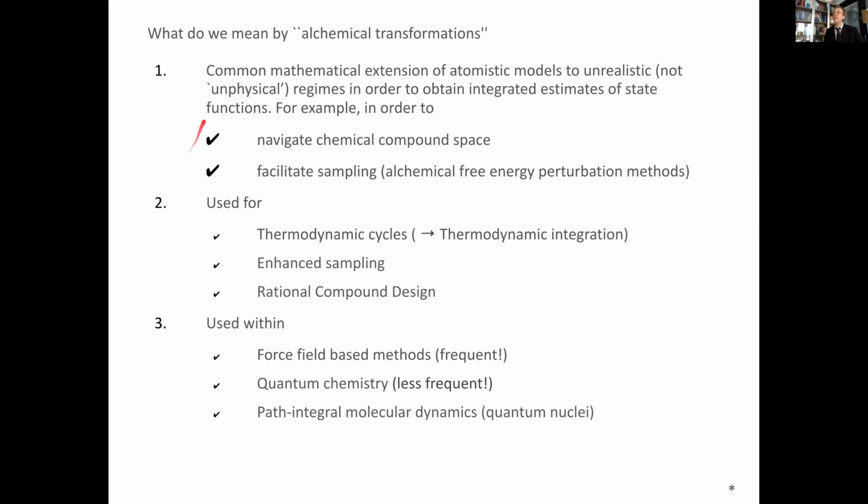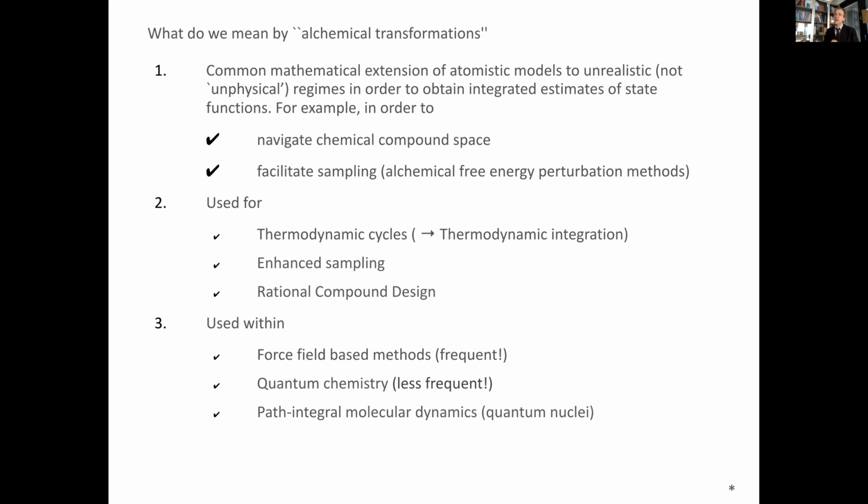Now, one of the main goals is, of course, through inclusion of this extension, to extract meaningful properties, typically through integration of state functions where the path does not matter. And so we can make predictions which can then be compared to experimental observations.